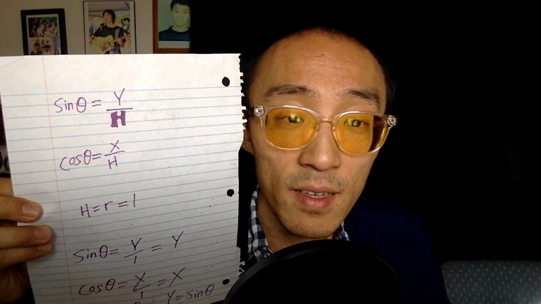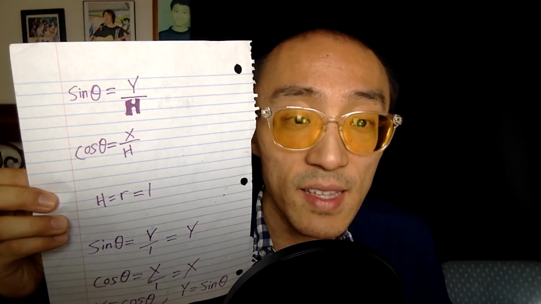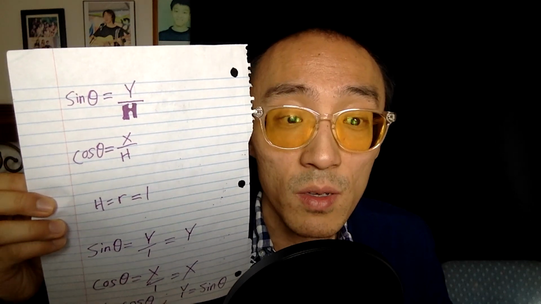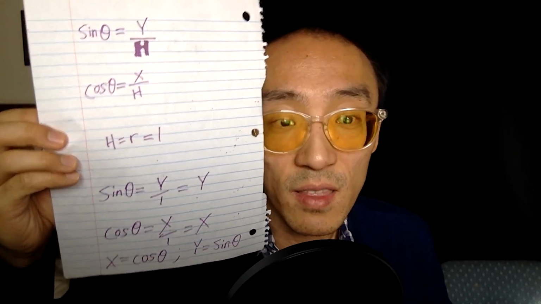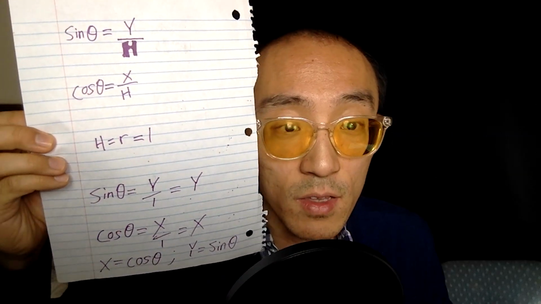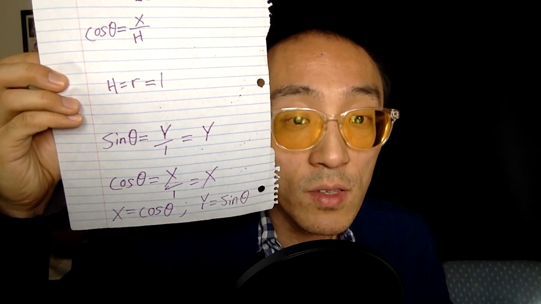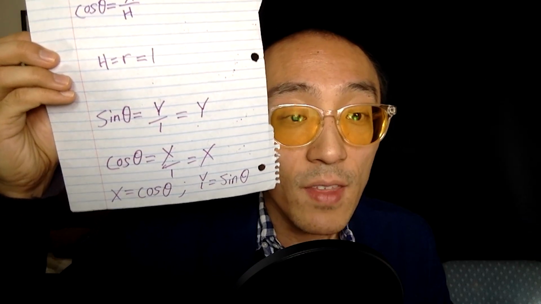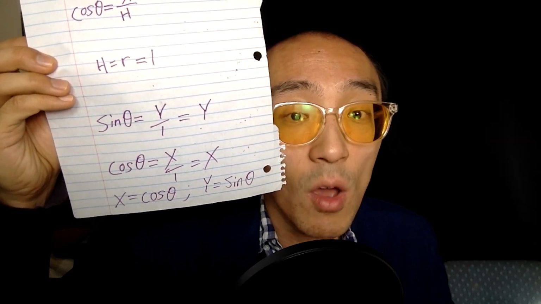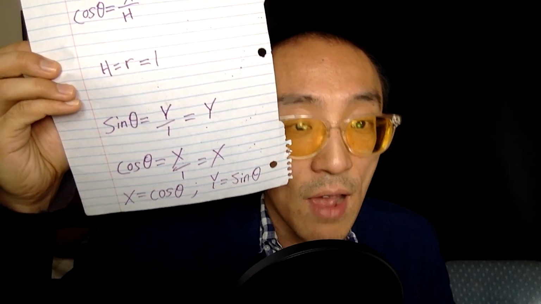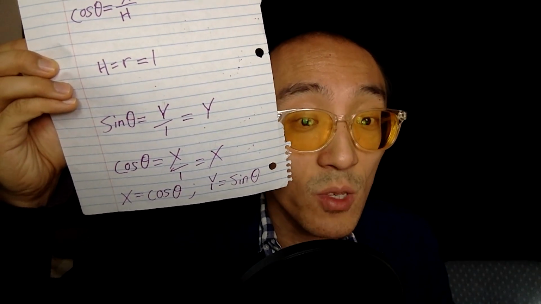The sine of theta is the y value over the hypotenuse, and the cosine is the x value over the hypotenuse. But we also just determined that in a unit circle, the hypotenuse is the length of the radius, which is 1. So that means the sine of theta is y over the hypotenuse, which is 1, so y over 1, which is y. And the cosine of theta is x over hypotenuse, aka x over 1, which is x. So now we can write it as x equals cosine of theta and y equals sine of theta.